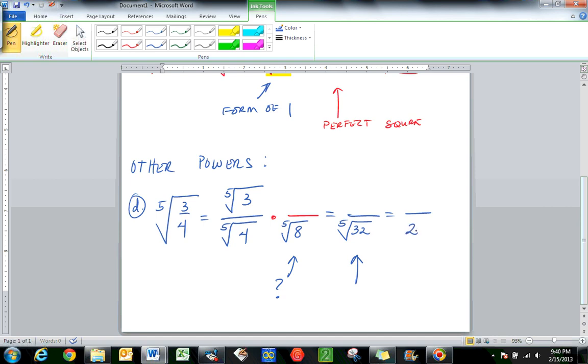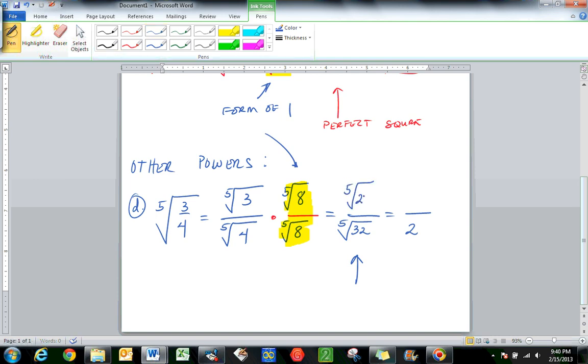And we know that that's eventually going to equal 2. But if I take the 5th root of 8 and I multiply it by the denominator, I also have to multiply the numerator because it has to be a form of 1. So we now have found the way to rationalize this denominator.